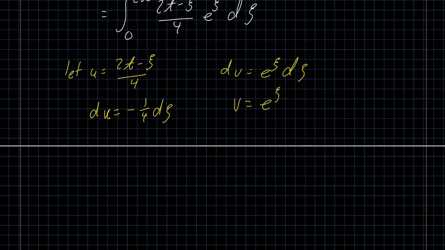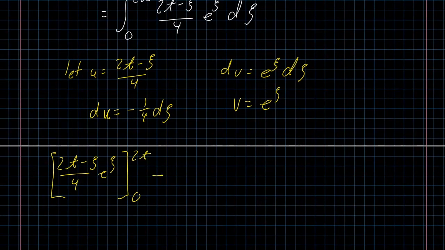Then from there, the integration by parts formula. The integral of u dv is u times v, 2t minus xi over 4 e to the xi. This is a definite integral, so we carry our limits of integration, 0 to 2t, minus the integral, still 0 to 2t, of v du. So e to the xi times minus 1/4 dxi.